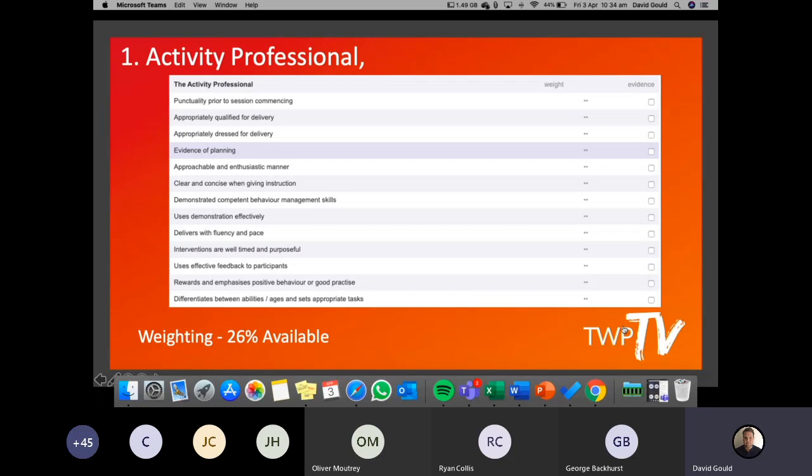And like I say, this section of the form is worth 26%. So there's nothing really on there that should trip people up, providing that they are planning and going into their session with a purpose, rather than just turning up, delivering and leaving again, okay? Which isn't really the role of an AP. Excellent, so moving on.